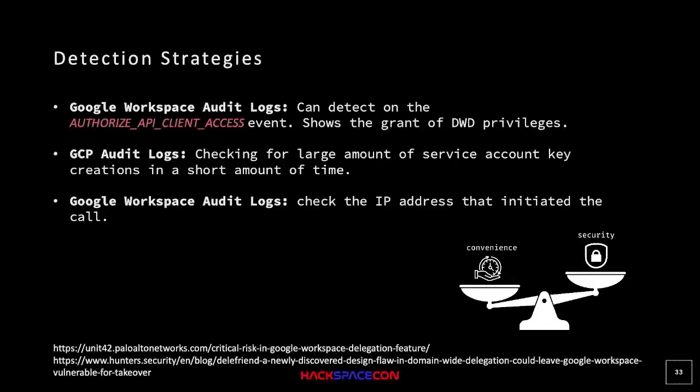So these are just some of the main detection strategies. If you want a little bit more detail, these two blog posts go into more detail on what you can chain together. So definitely check out the blog by Palo Alto Networks and also Hunter Security. They made the tool Delafriend, and the enum module of Delapone is pretty much like 95% of the Delafriend tool. The only thing that I changed was the output format and the fact that you can also enumerate using the service account's private key. So definitely check those out if you're interested in this topic.